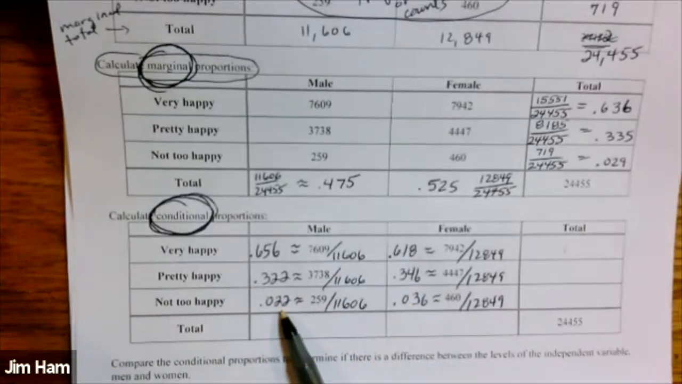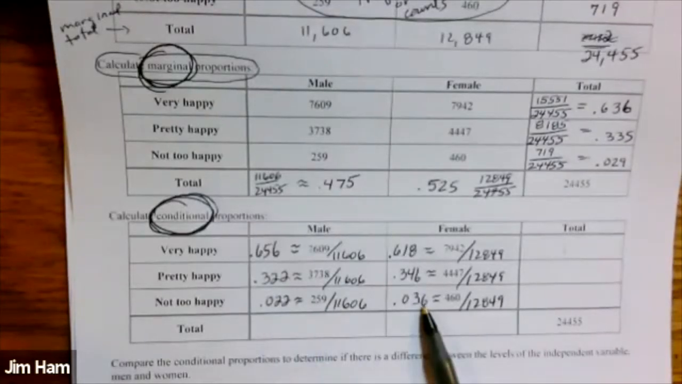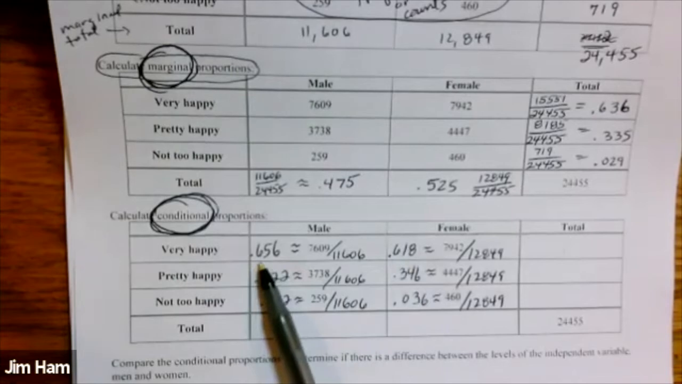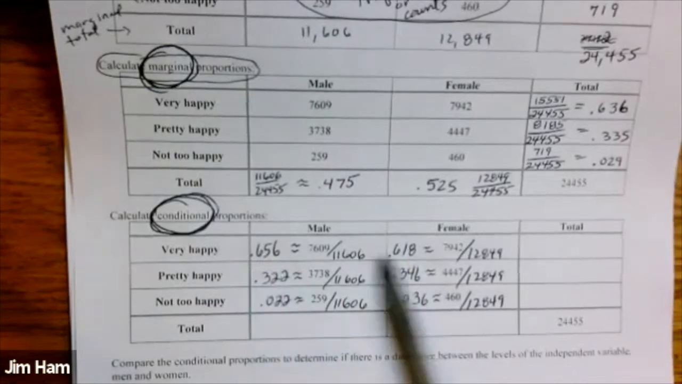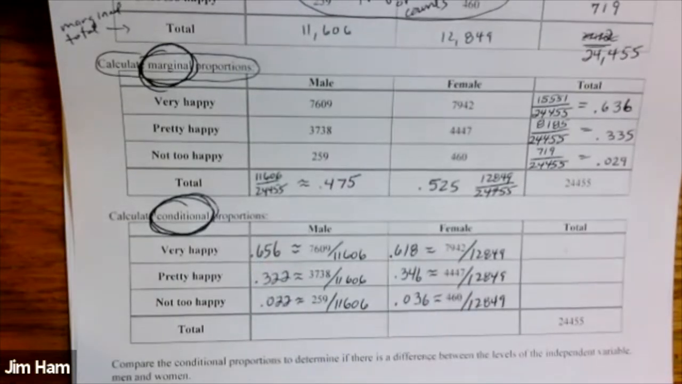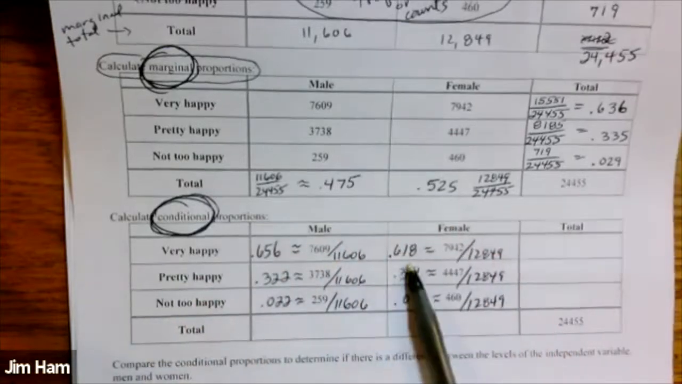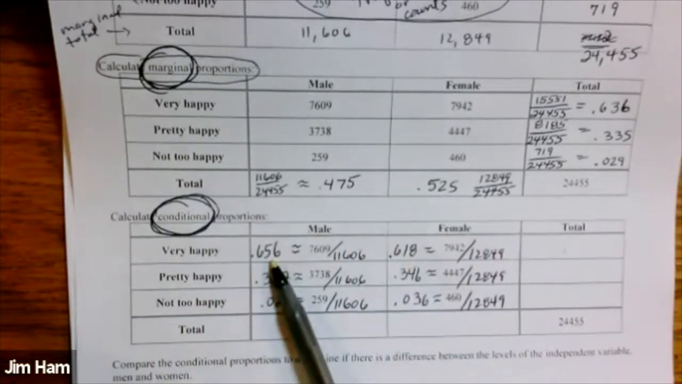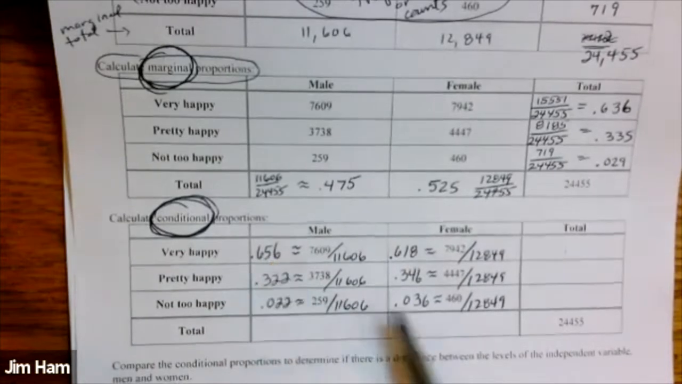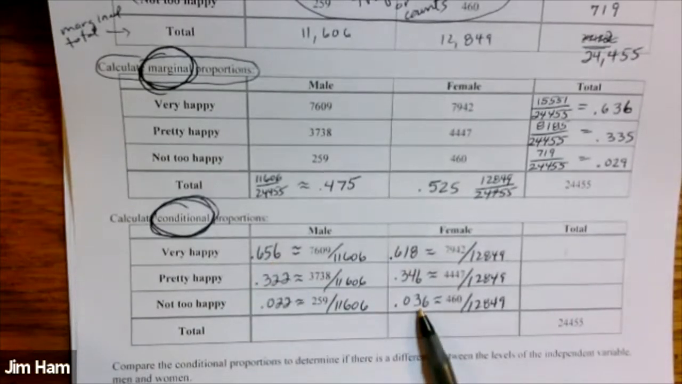And who's not happy? Well, females are not happy more than males. Males are very happy at a higher rate than females. So based on our look at just these conditional proportions, and these are the numbers that you're going to look at, you see some differences. Males tend to be very happy at a higher rate than females, and females tend to be not too happy at a higher rate than males.